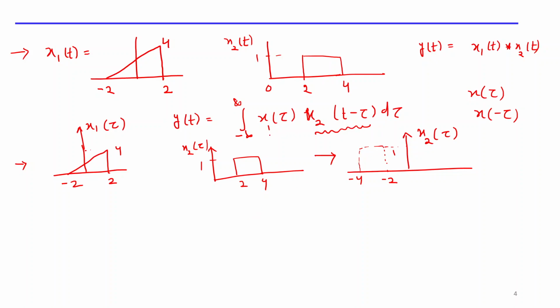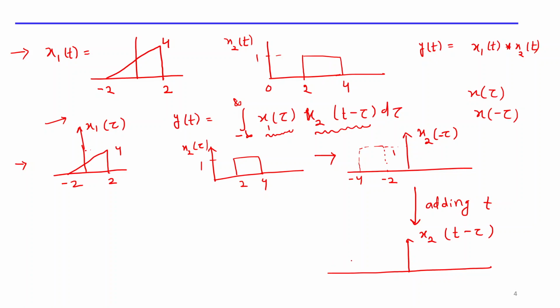You just see the first part, x1 of tau. We are not going to change anything, because in that formula x1 of tau is fixed, but your x2 of t minus tau is required. Now we arrived at x2 of minus tau, but we need to add one variable, that is t. Let's add this step here, adding t. This is a very careful step. This becomes x2 of t minus tau.